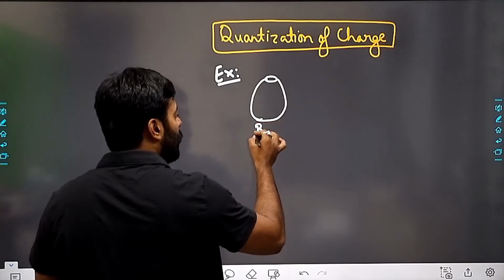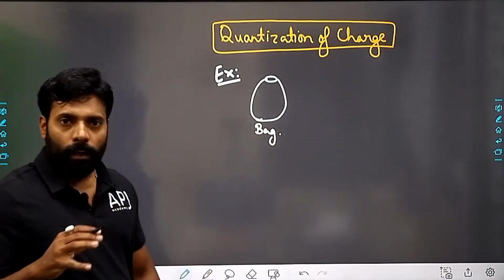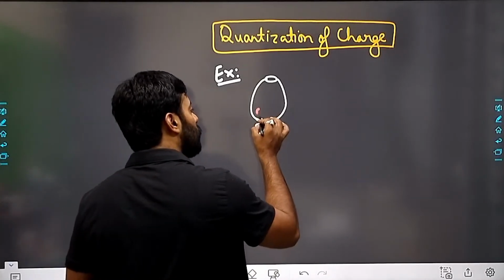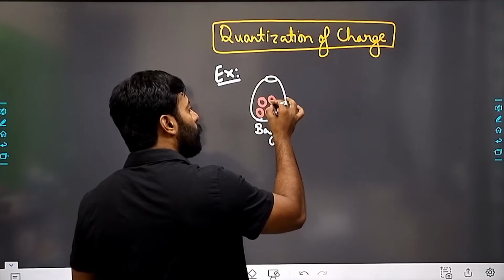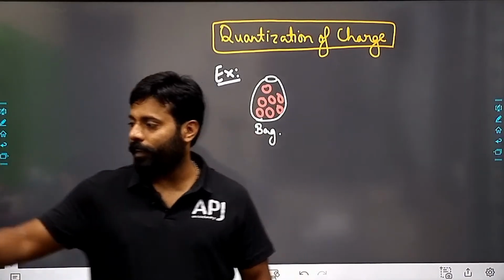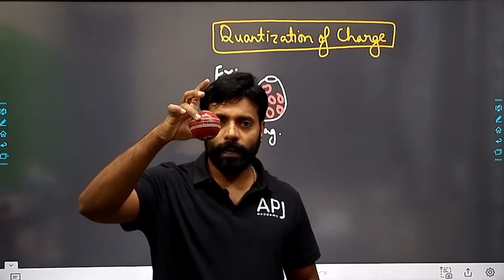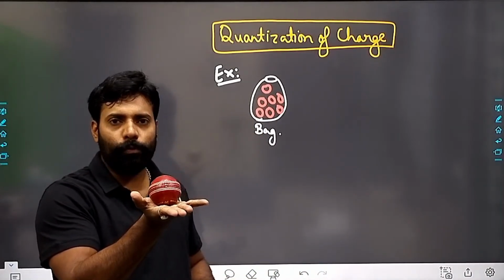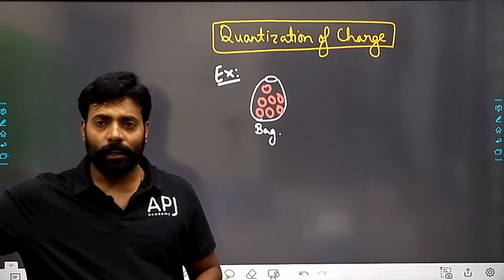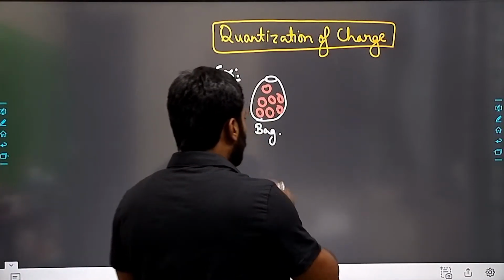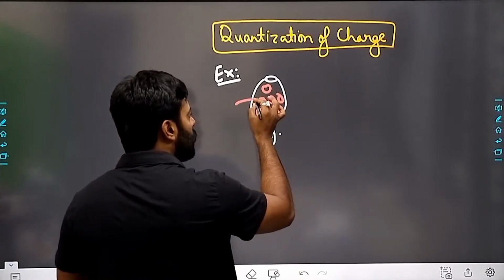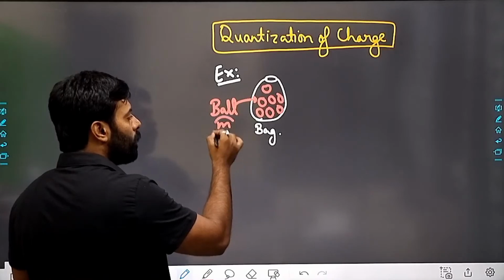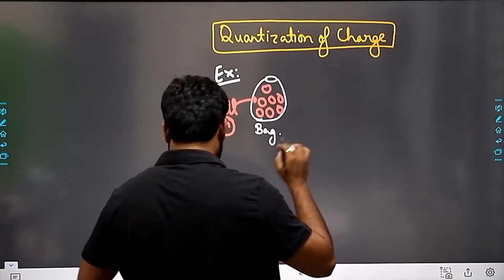Imagine that I am having a bag that is full of cricket balls, like here I am having a cricket ball, right? Now this cricket ball will have some mass, around 150 to 160 grams, which is what a cricket ball generally has. So if I have a bag containing balls, each having mass m.